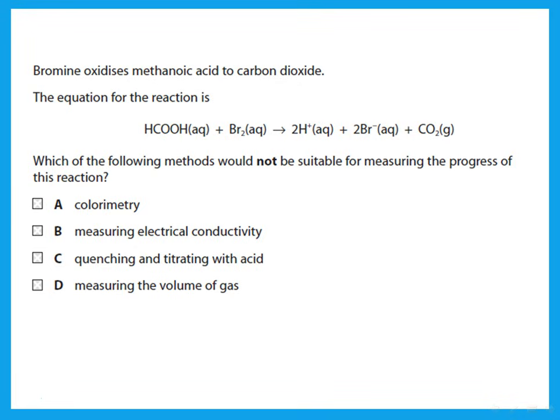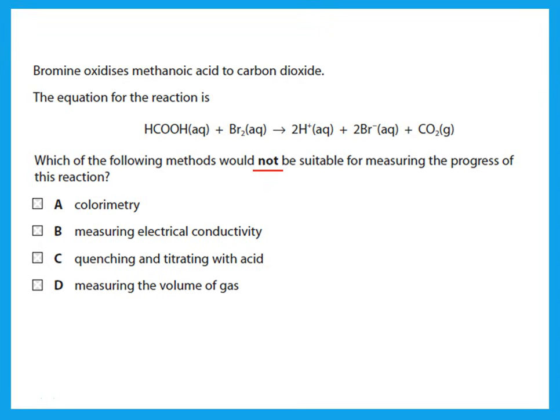Another question says bromine oxidizes methanoic acid to carbon dioxide. The equation for the reaction is this. Which of the following methods would not be suitable? Please remember that it says would not be. So which of these would not be suitable for measuring the progress of this reaction?